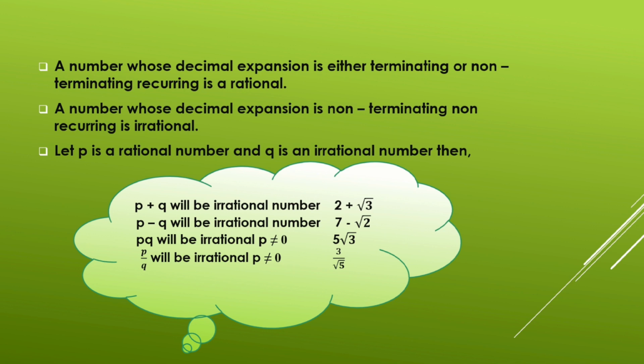Because if p is equal to 0, then it will become 0 times something, which is 0 only, and 0 is a rational number. So if you are saying pq, where one is a rational number and the other is an irrational number, and you are finding the product of them, then it is irrational provided that p is not equal to 0. Similarly, p by q, when one is a rational number and q is an irrational number, and while we are dividing, then it becomes an irrational number. Again, the condition is p should not be equal to 0, because 0 divided by something will become 0 and it would be a rational number. So I hope this is clear to you everyone.